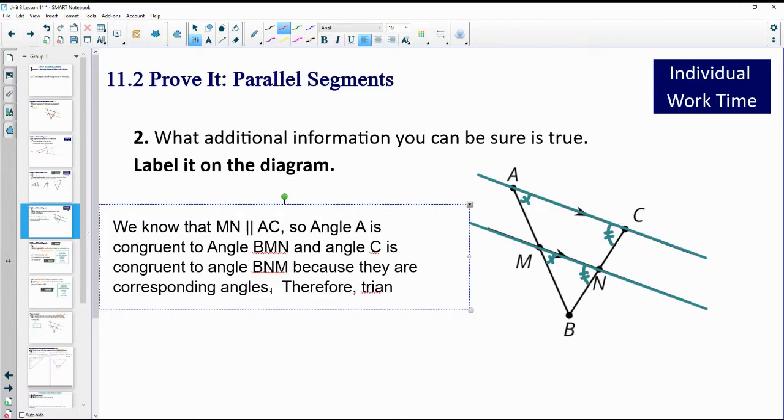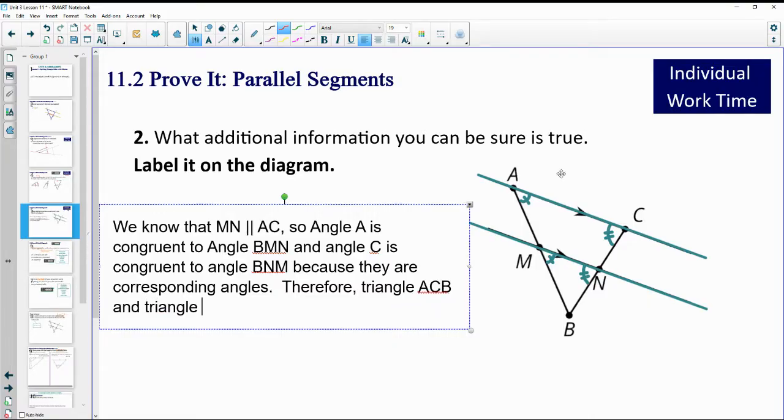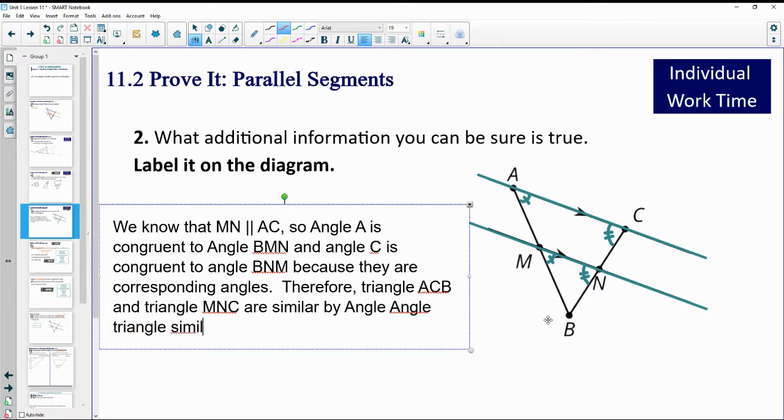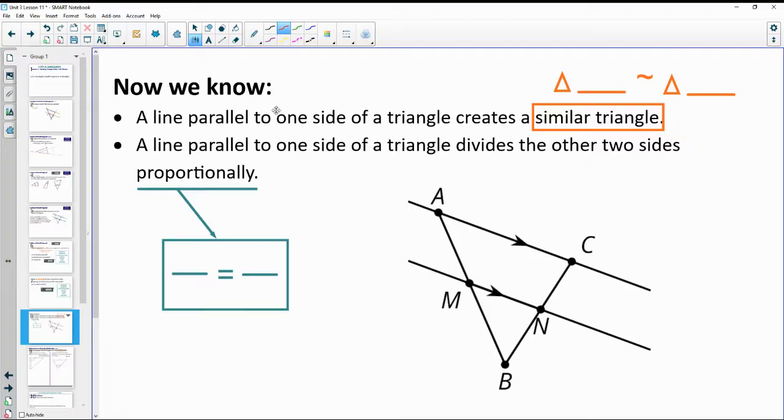Therefore, triangle ACB and triangle MNB are similar by the angle-angle triangle similarity theorem that we learned the other day. Once you have parallel lines, you're always going to have those corresponding angles congruent, which means you're always going to have two sets of angles, which makes the triangles similar by angle-angle. So a line parallel to one side of a triangle always creates similar triangles.